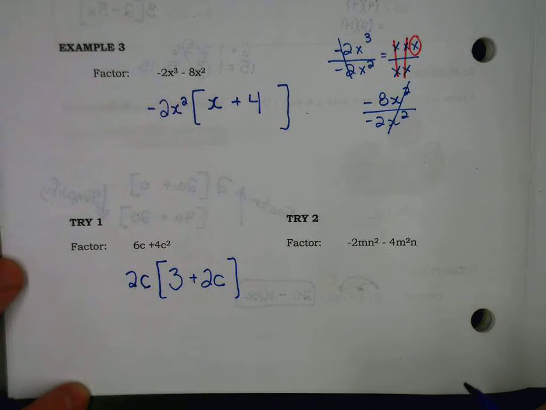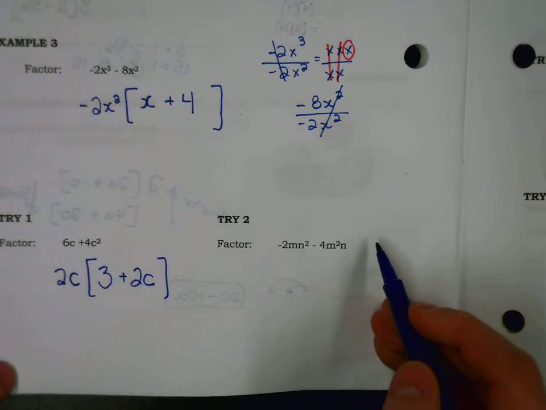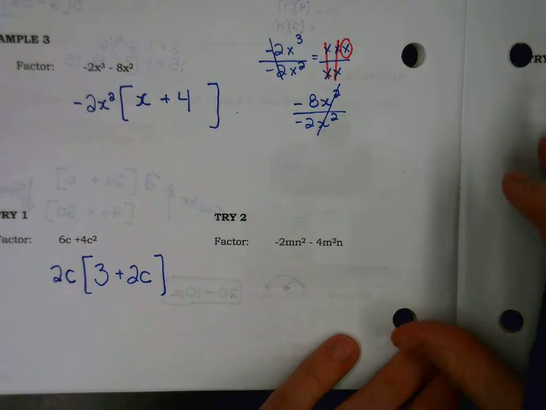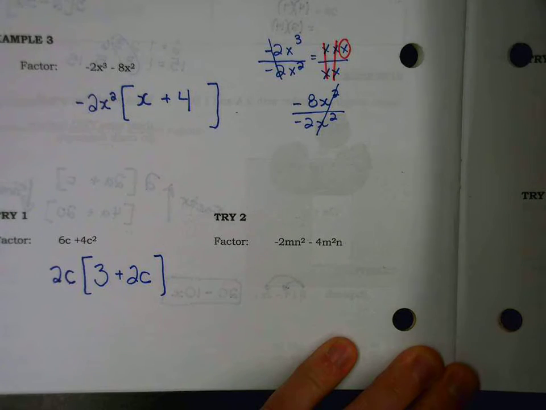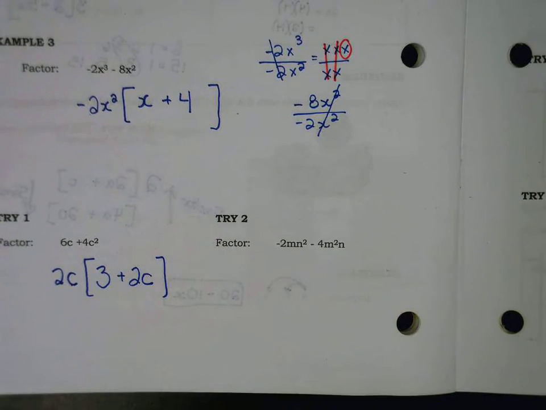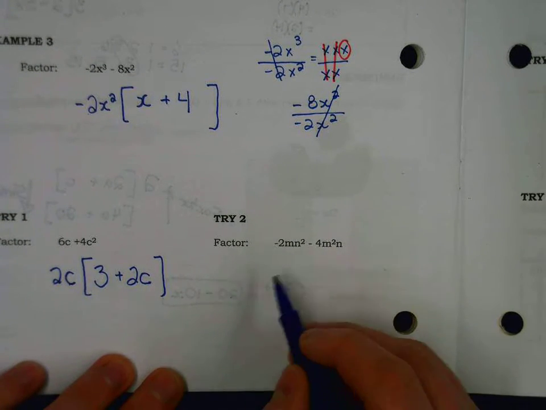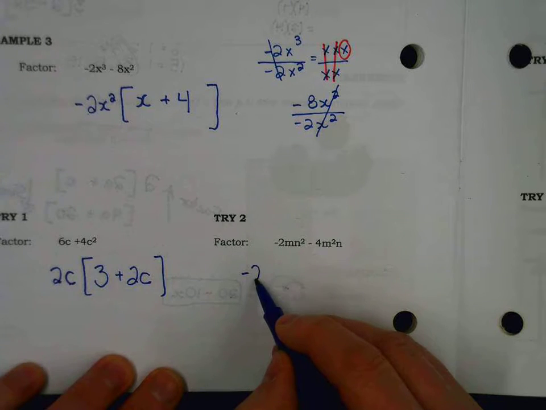We'll introduce one more where we've actually got multiple letters in one question, m's and n's. And again, we're going to think of every part of this separately. The coefficients separately, the m's separately, and the n's separately. Examining the coefficients, a negative 2, negative 4, our greatest common factor is a negative 2.